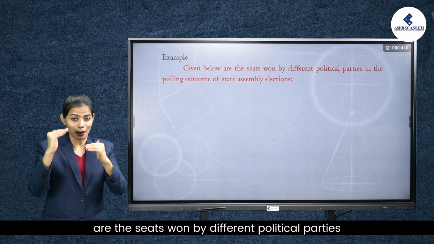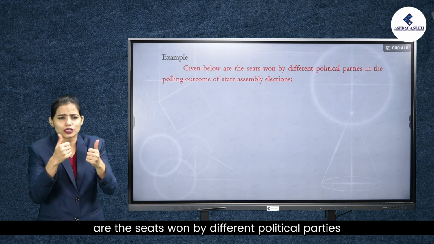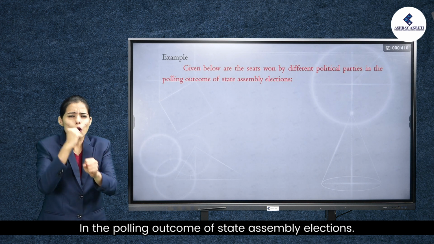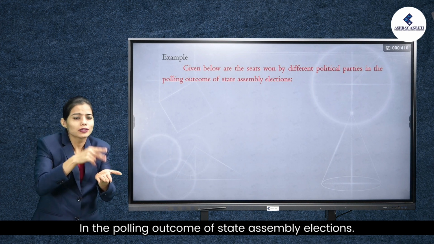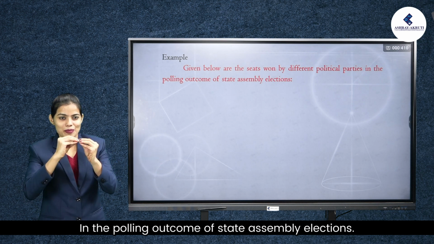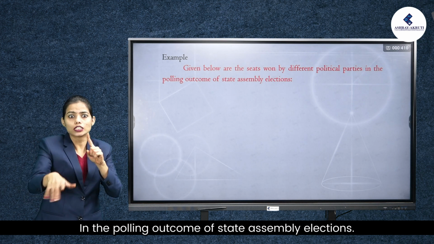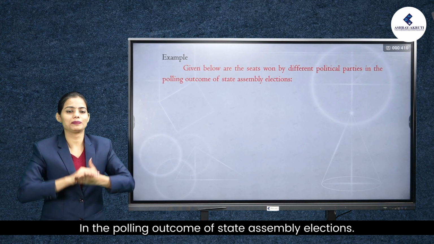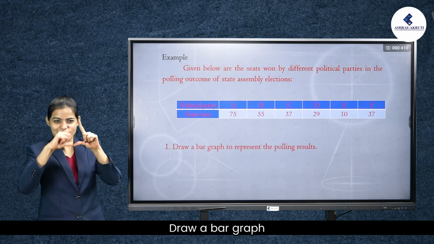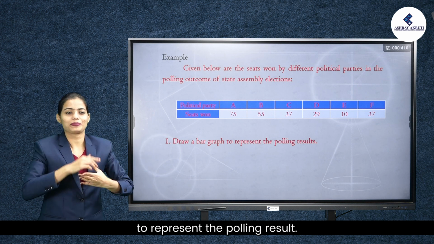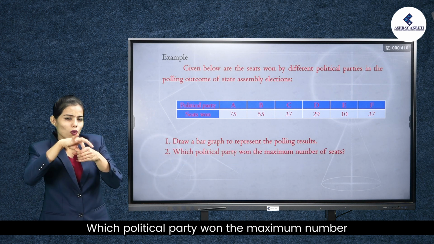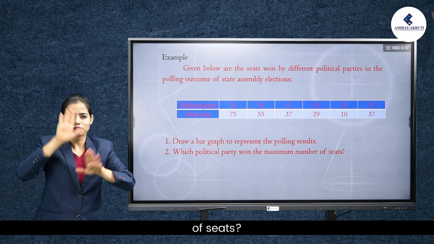Now we will construct a bar graph for the following example. Given below are the seats won by different political parties in the polling outcome of state assembly elections. Draw a bar graph to represent the polling results. Which political party won the maximum number of seats?